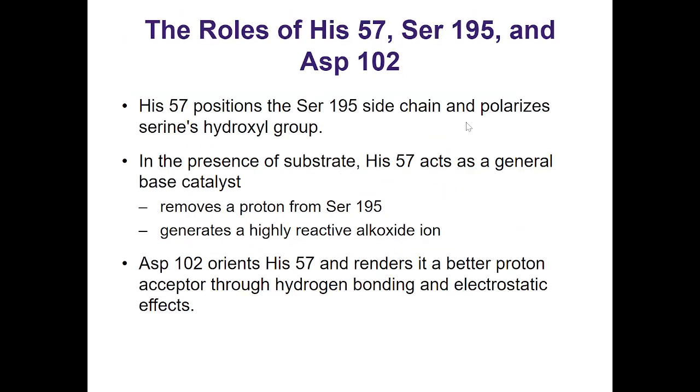All right, and so the His57 positions the SER195 side chain and polarizes the serine's hydroxyl group. Remember, if you're making a hydrogen bond, that means you're pulling electron density, right? And so this is going to help polarize that. It'll make it more reactive. So in the presence of your substrate, the His57 will act like a general base catalyst. Remember where we talked about oscillations in the presence of a base?